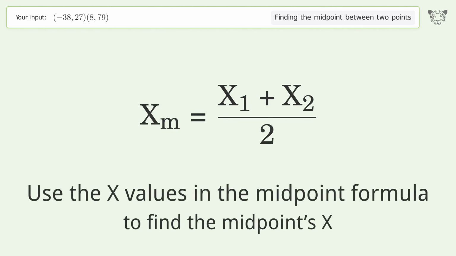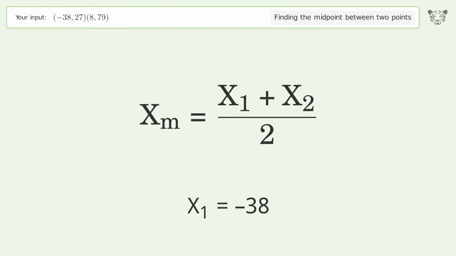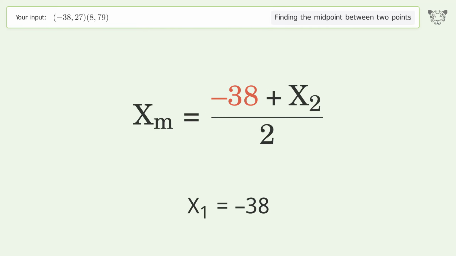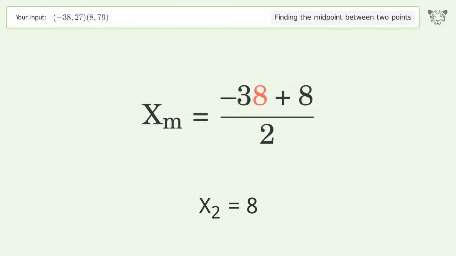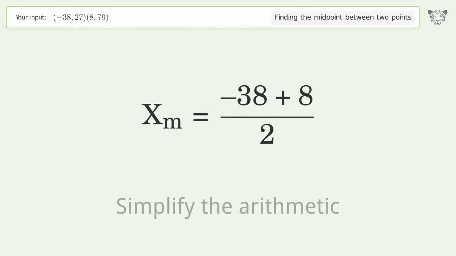Use the x values in the midpoint formula to find the midpoint's x. x1 equals negative 38. x2 equals 8. Simplify the arithmetic.